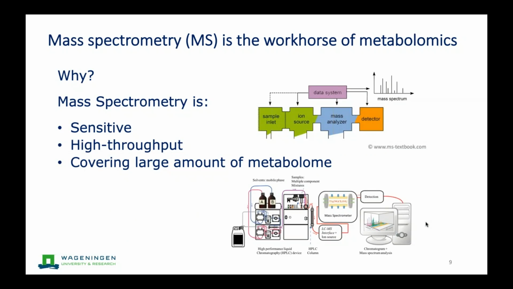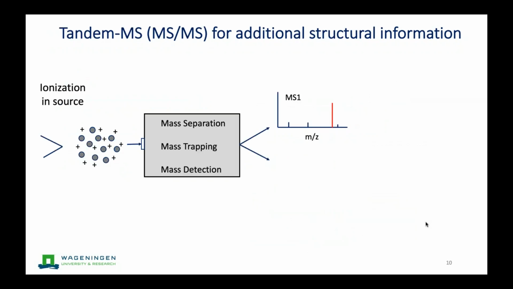Then why do many labs now use high throughput? And overall, most methods cover a large amount of the metabolome. And why do we do that? Well, to get additional structural information about the things we measure in the mass spec. You can see here how we have ionized molecules. They arrive in the mass spec, which is now represented here by a black box doing several things. And we get out an MS1 spectrum.